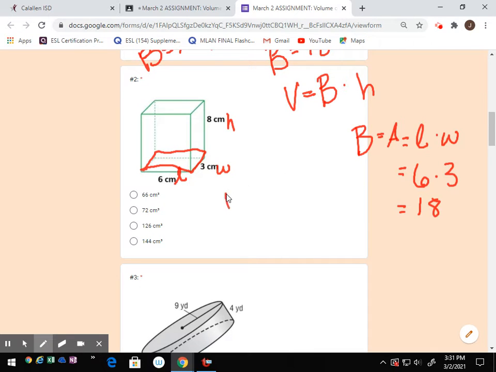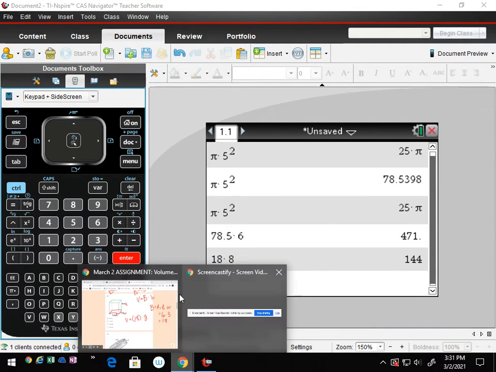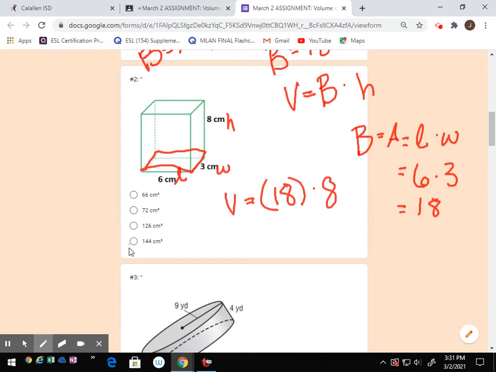So when we write it down here, we have V is equal to now 18, and then we have to multiply it by our 3D height, or the height of the shape. So our height of this whole entire rectangular prism is 8. So we're going to multiply 18 by 8. 18 times 8 is equal to 144. So if we go back, we can see our answer choice, 144.